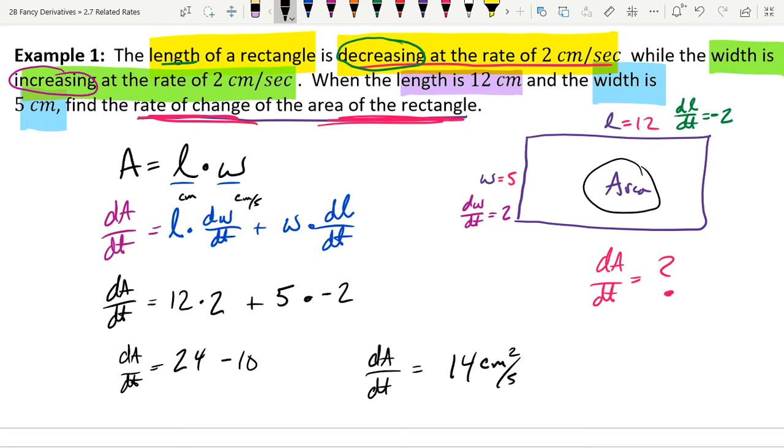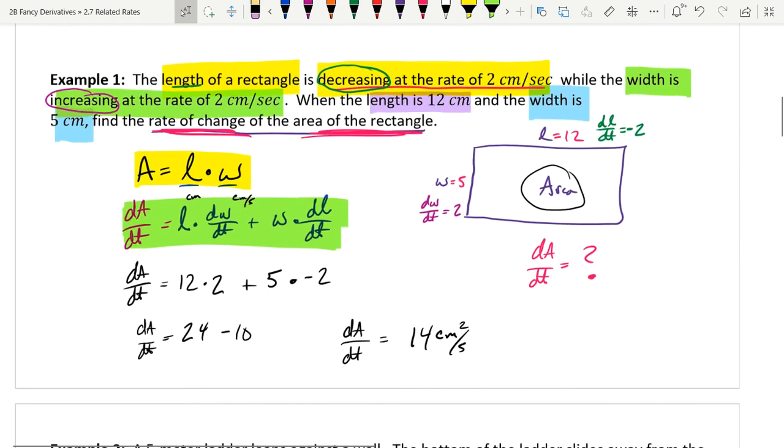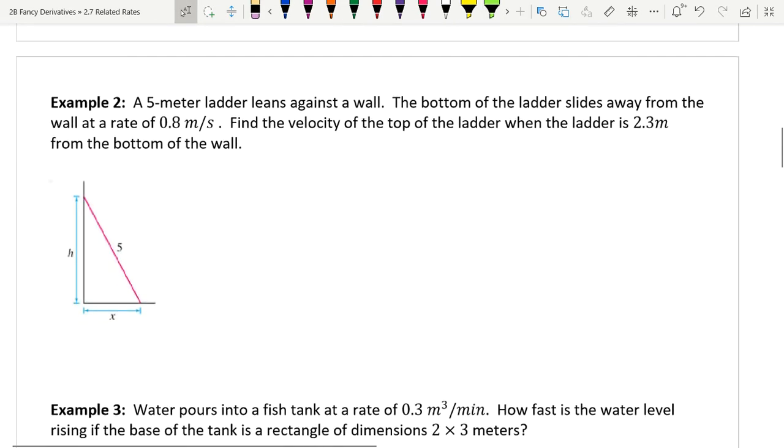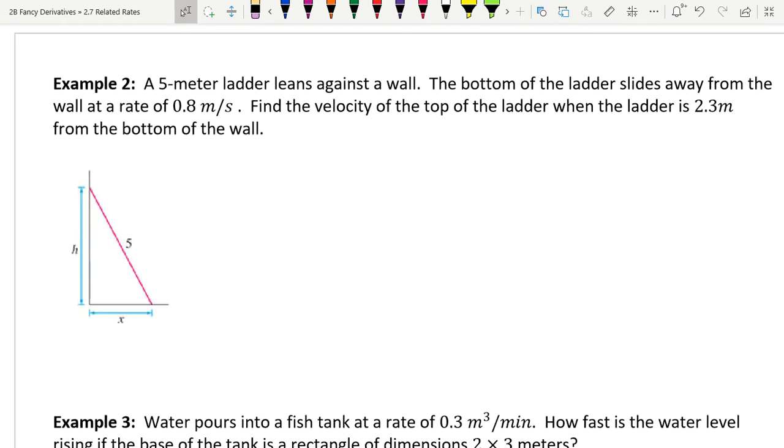All right, so again, know what we did. We labeled stuff first. This was the most important part, where we labeled and drew a picture. We found an equation. If we had constants, we'd plug them in. We didn't. So then we took the derivative, and then we plugged in and solved. That is how we do it. It is not as complicated as it seems. At first glance, these are tough questions, but they're not that bad.